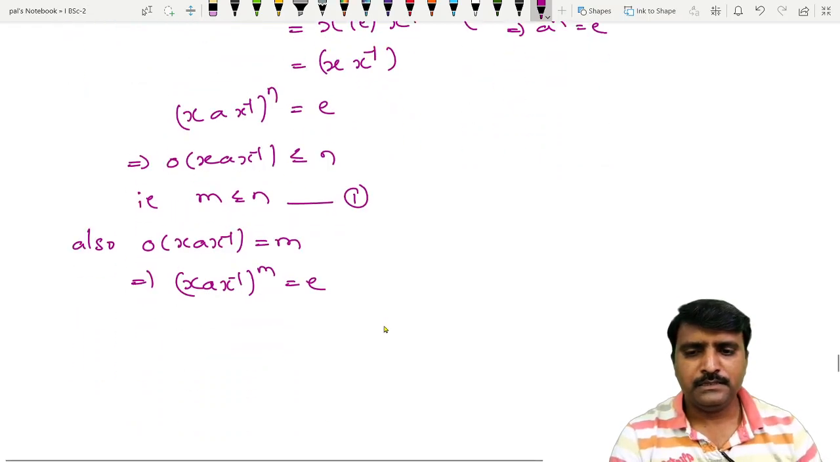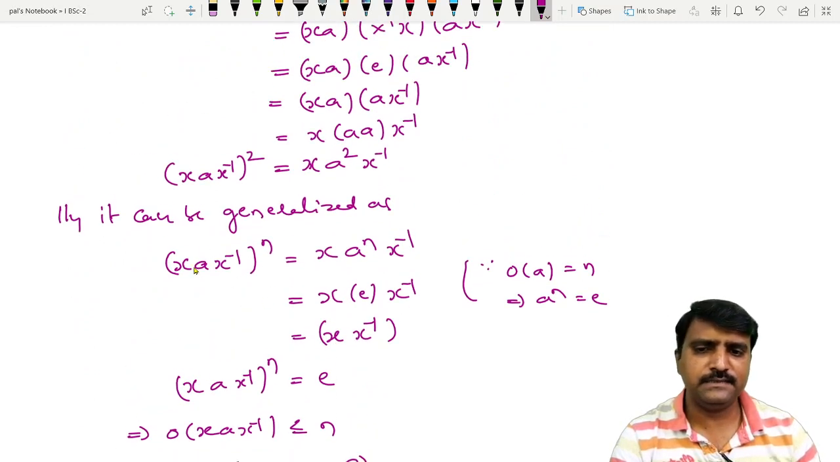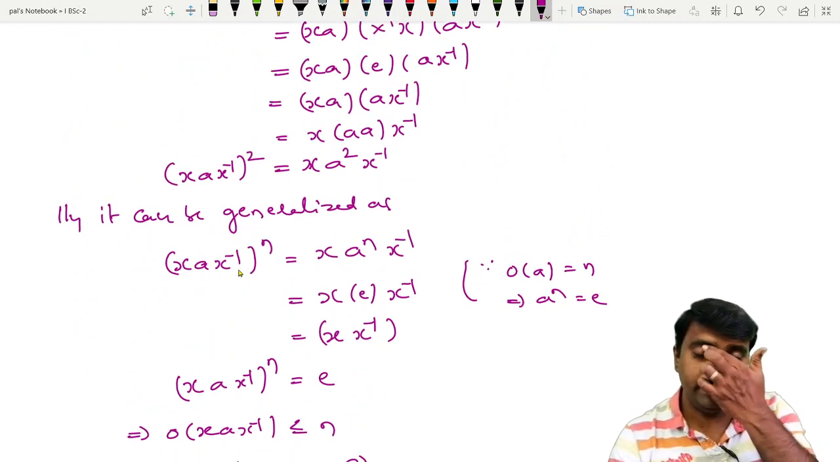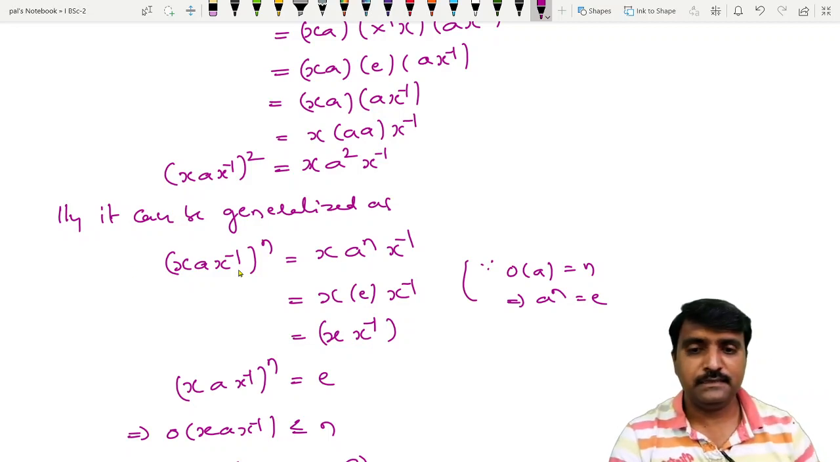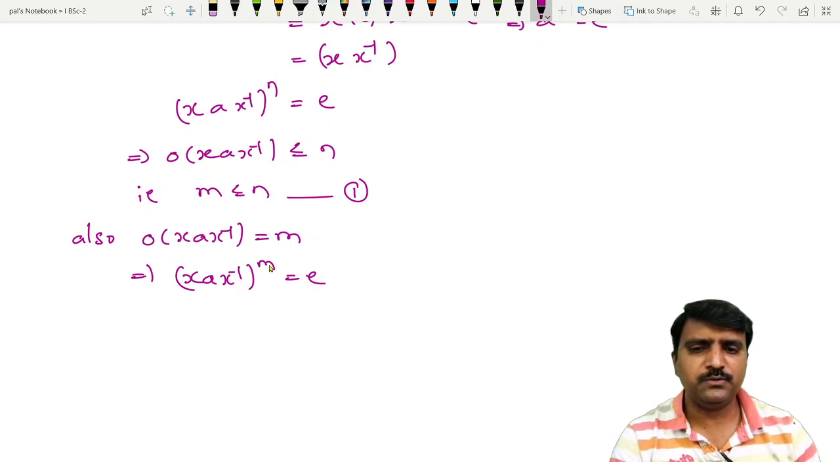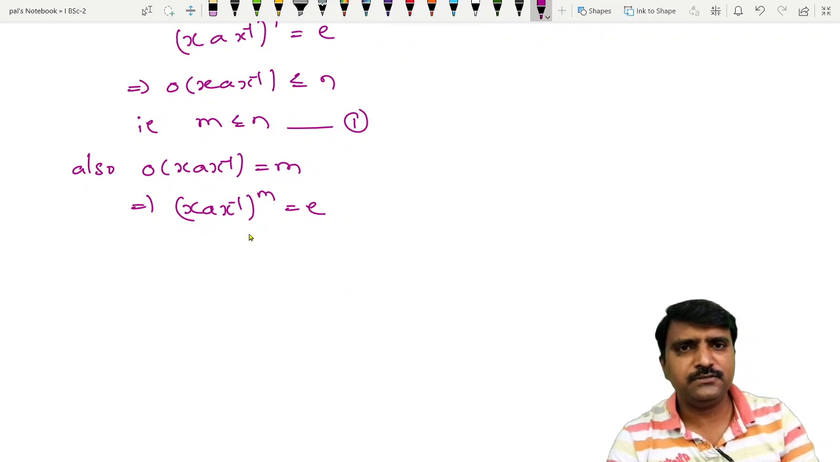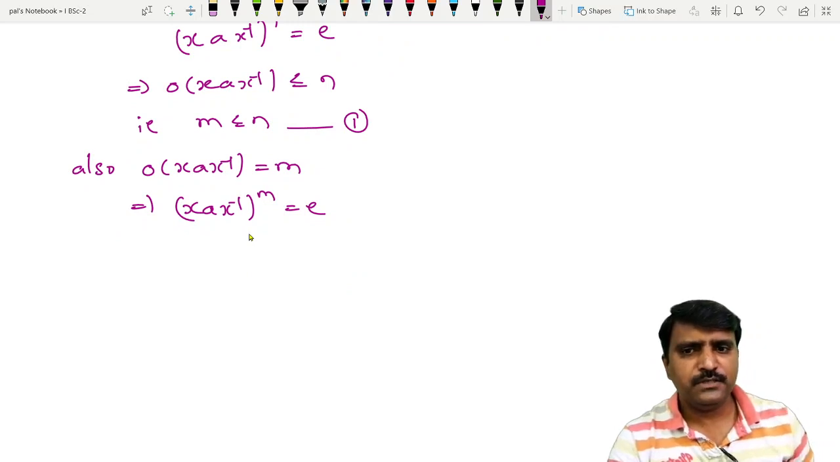Now we know, as we generalized this result, x a x inverse to the power of n can be written as x a x inverse whole to the power of n, which is x into a to the power of n into x inverse, as we wrote. Similarly, if you write x a x inverse whole to the power of m is equal to e, you can write this as x into a to the power of m into x inverse.